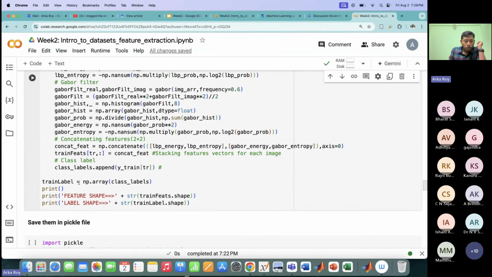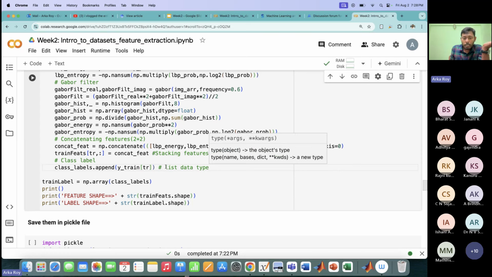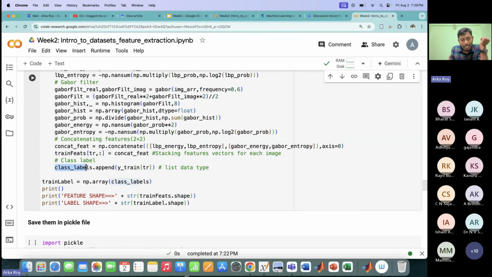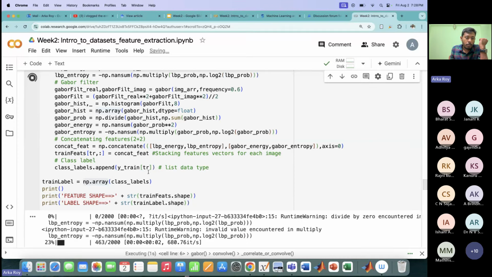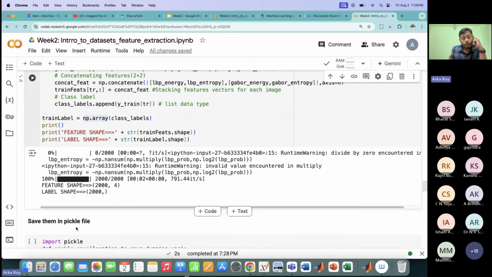These are the common data types that we basically encounter in any ML/DL application. Then we have converted the train class labels, because this particular thing is list data type, and we know that the majority of Python data handling techniques work on NumPy arrays. So I have converted these class labels into a NumPy array through this function in PyTorch. If I run it, you can see the feature shape is 2000 cross 4, because we have extracted features for 2000 images, and the label shape is 2000.